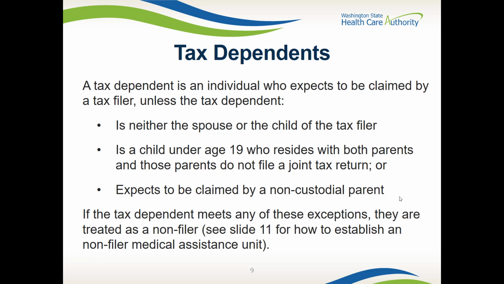What is a tax dependent? A tax dependent is an individual who expects to be claimed by a tax filer, unless the tax dependent is neither the spouse or the child of the tax filer, is a child under age 19 who resides with both parents and those parents do not file a joint tax return, or expects to be claimed by a non-custodian parent. If they meet one of these exceptions, the tax dependent is treated as a non-filer. See slide 11 of this presentation to see how a non-filer medical assistant unit is established.